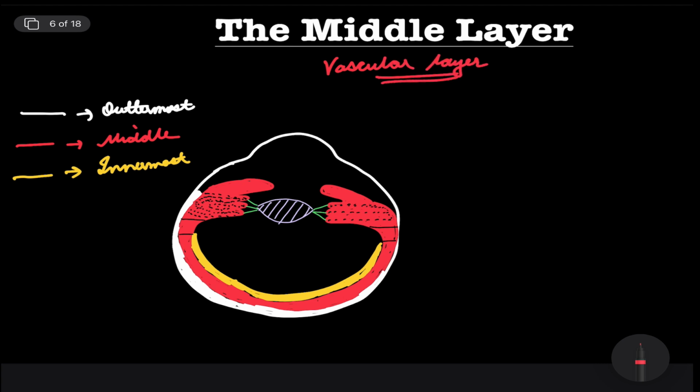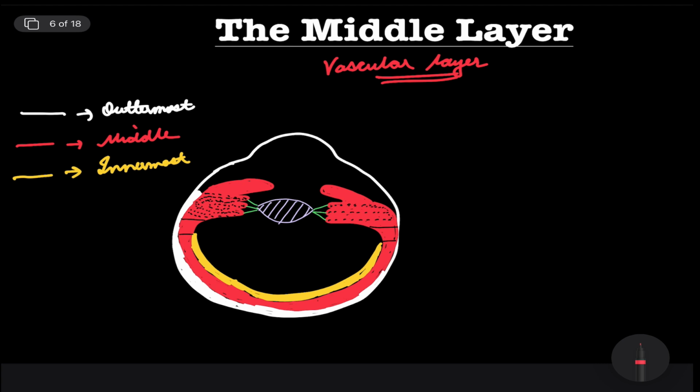Because obviously vascular means it's related to blood vessels. So the blood vessels actually travel through this layer. The eye as a whole is an organ and it obviously needs nutrients, it needs a blood supply. So the blood supply for the eye travels through the middle layer. That is why it's known as the vascular layer. Okay, done.